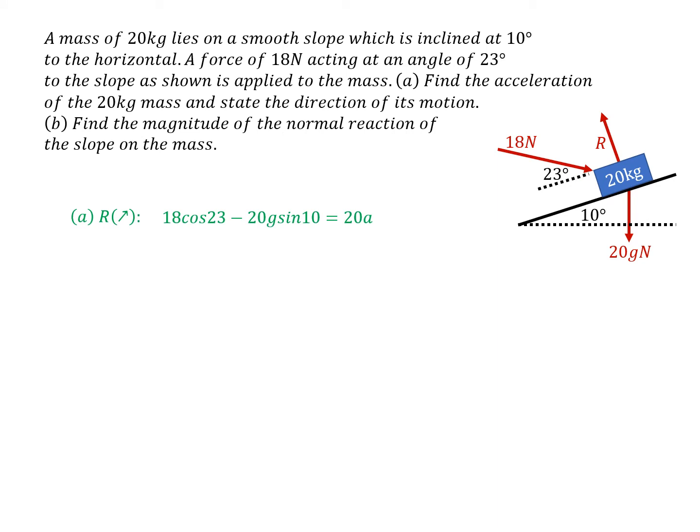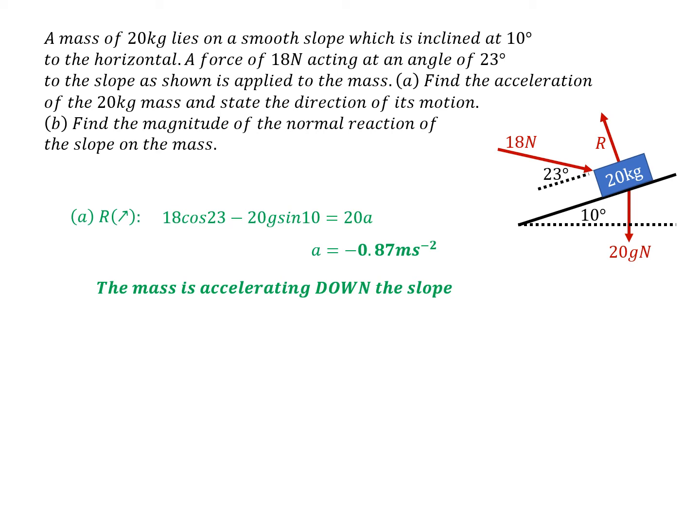So therefore 18 cos 23 minus 20g sin 10, that's the resultant force, equals mass times acceleration up the plane. So using that equation, we can calculate the value of a, which is negative 0.87 meters per second squared. So that means that the acceleration is down the plane. So the mass is accelerating down the plane, or the slope.